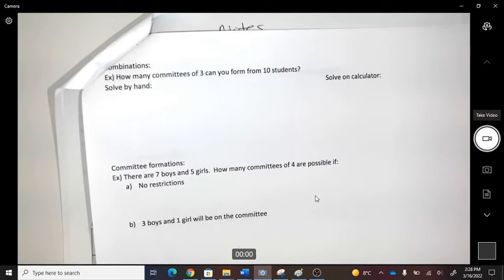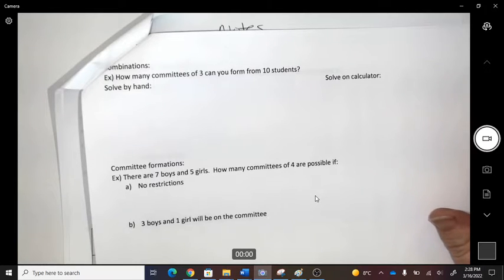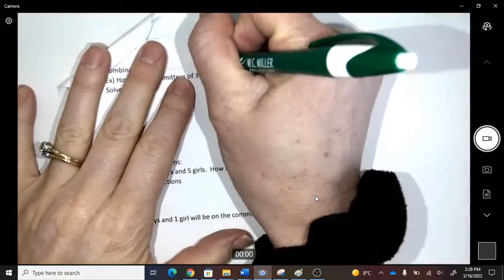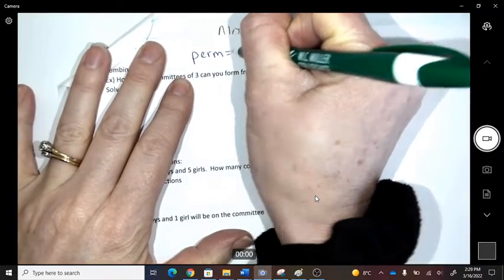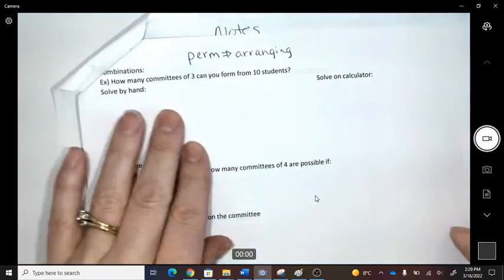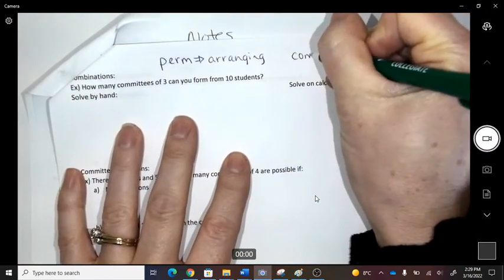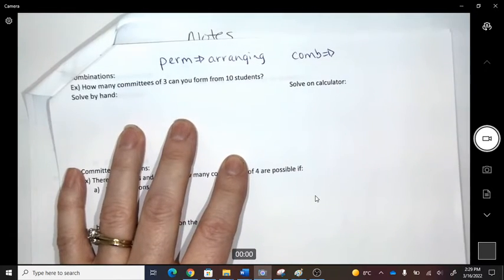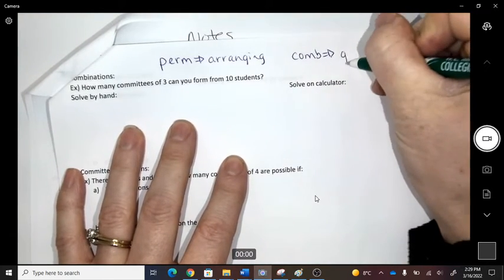Okay, so this is just all continuing our stuff from yesterday, which was either permutation or a combination. So what's the difference? A permutation means I'm doing what to my objects? You're rearranging them. I'm arranging. And a combination is doing what with objects? Grabbing groups. Grouping.